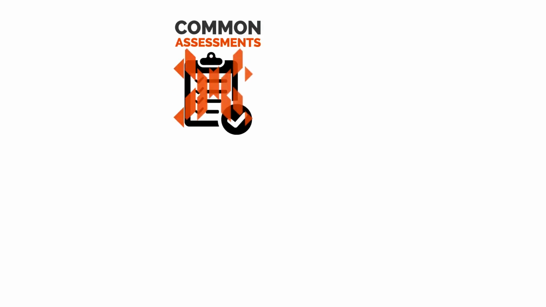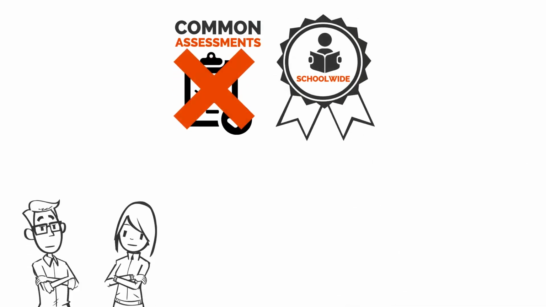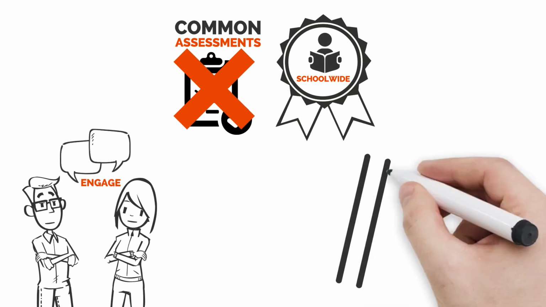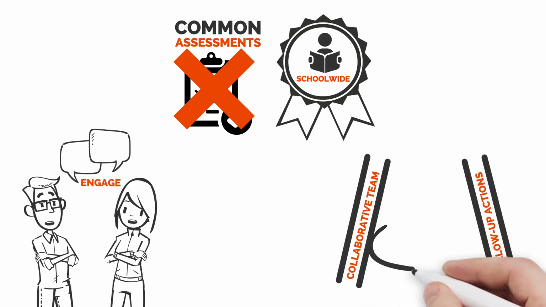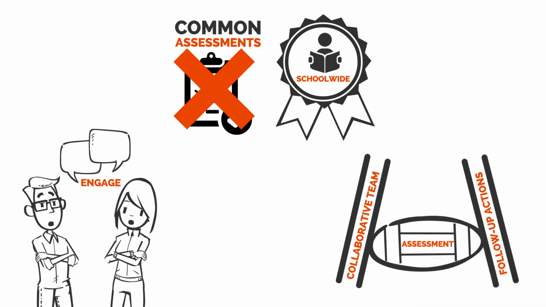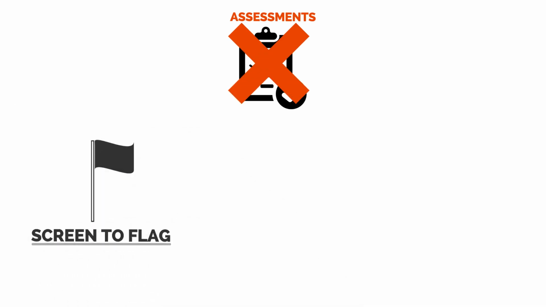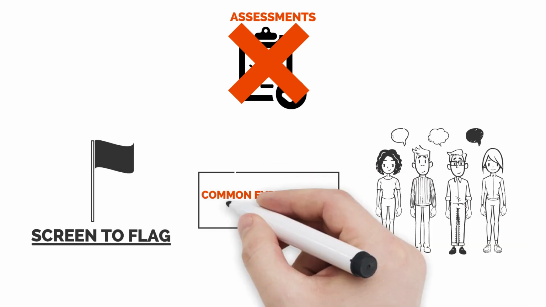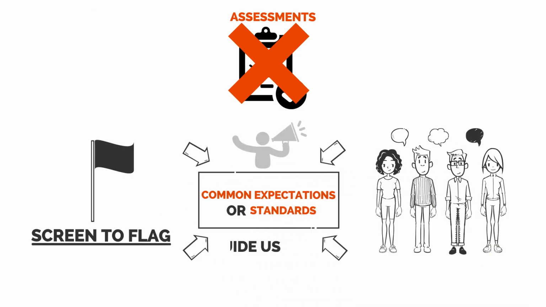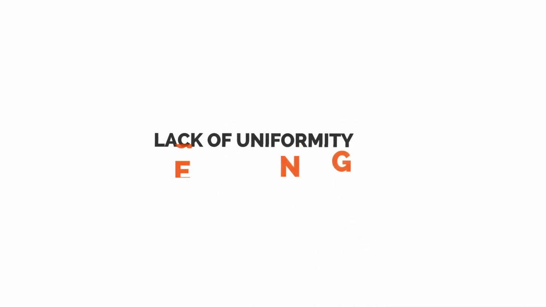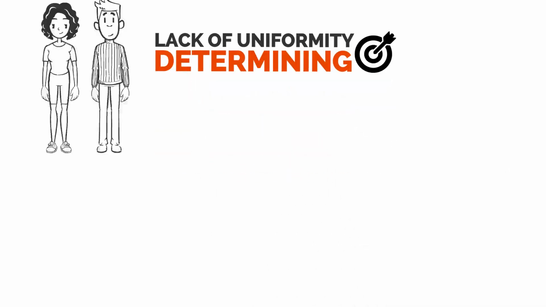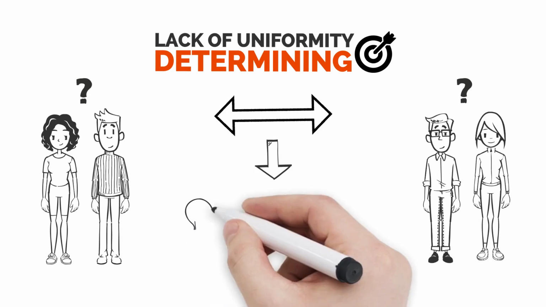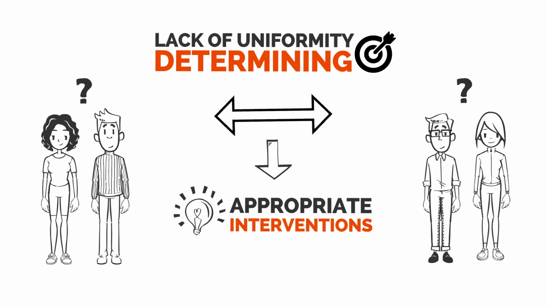Without common assessments that are established school-wide, we can engage in conversations in the collaborative team meeting structure and have follow-up actions, but sometimes we can miss students slipping through the cracks. Without having assessments as a screen to flag which students we should be talking about, we may not have a common set of expectations or standards to guide us. There can be a lack of uniformity in determining which students are our priorities for receiving appropriate interventions.